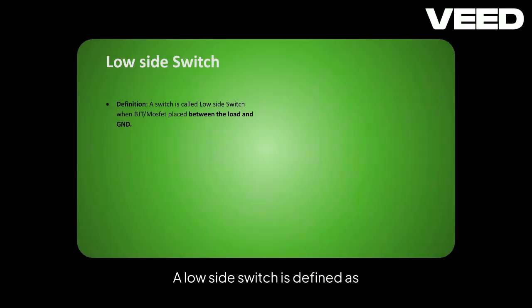A low-side switch is defined as a switch where a BJT or MOSFET is placed between the load and ground. This configuration is widely used for its simplicity and effectiveness in controlling electronic circuits.